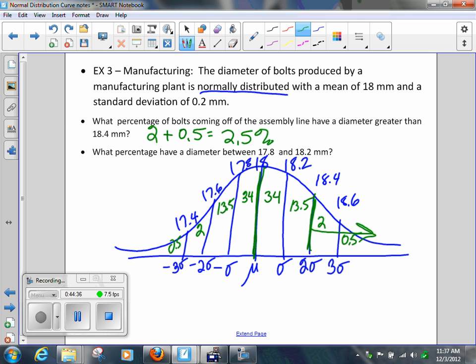What percentage have a diameter between 17.8 and 18.2? Well, go to 17.8, 18.2. Folks, what two numbers am I going to add together? 34 and 34, which is, how many of you had 68%? Did you have your numbers correct? Questions?